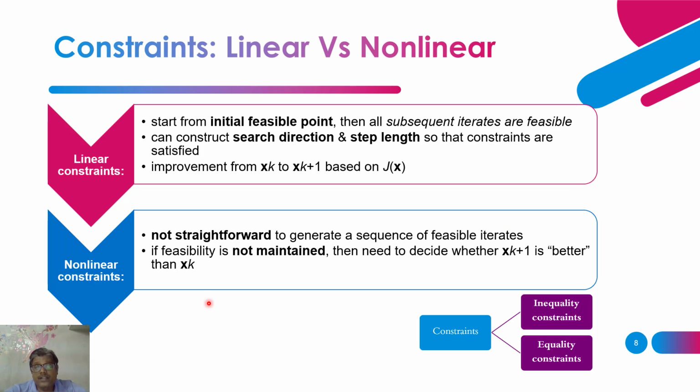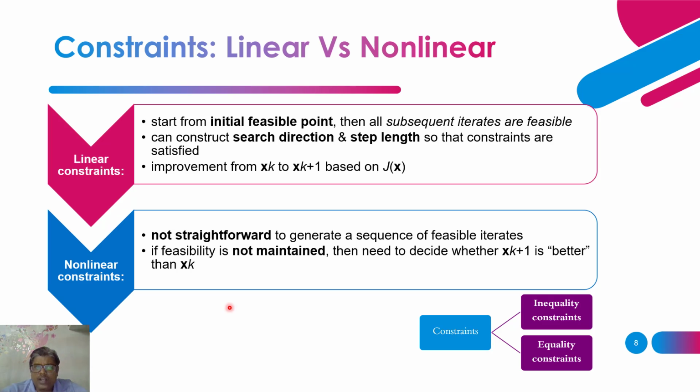The next kind of constraints are linear and nonlinear constraints. Already you know about linear and nonlinear constraints. It is very simple again. Linear constraints are constraints that have only x terms in them, mostly. Nonlinear constraints are those that have x squared terms in them.